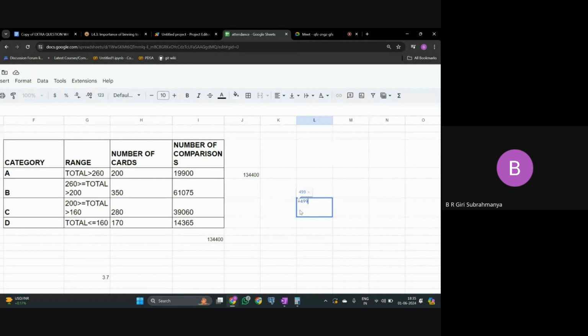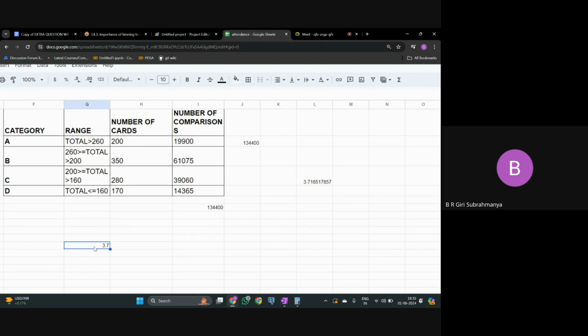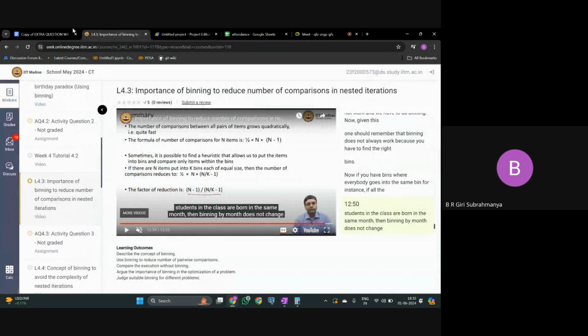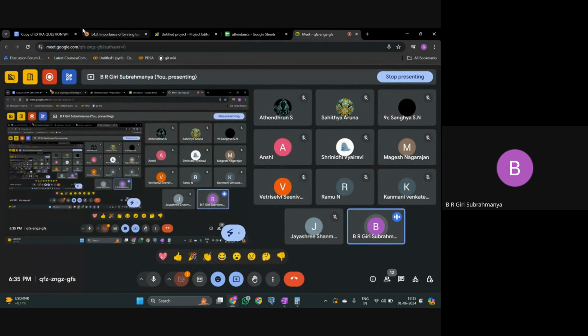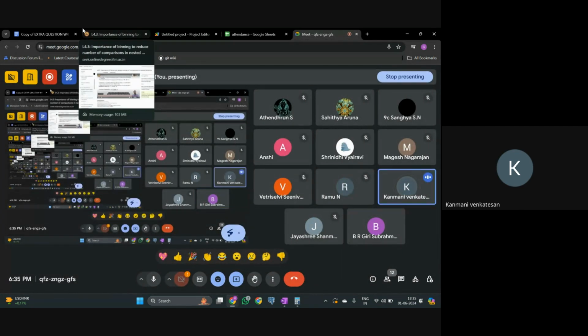So 4,99,500 divided by 1,34,400 is 3.71, which is approximately 3.7. So the formula is basically the number of comparisons before binning divided by the number of comparisons after binning. The formula n minus 1 by n by k minus 1 should be used only when the bins are of equal size. Is it fine? Can we go to the next question?